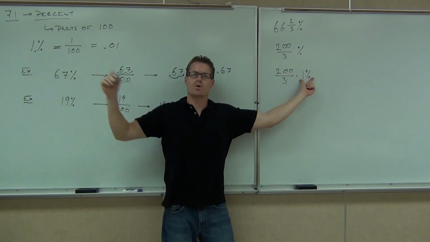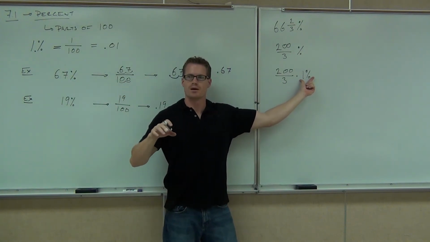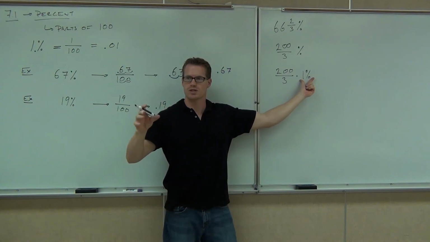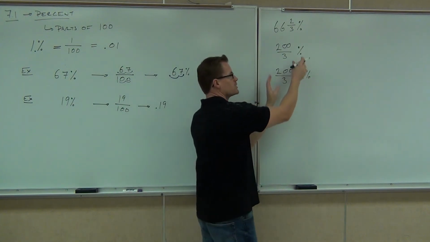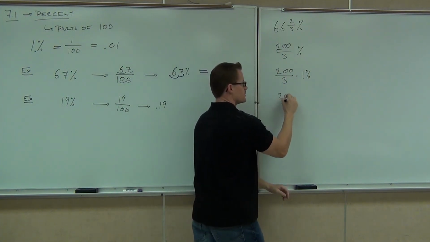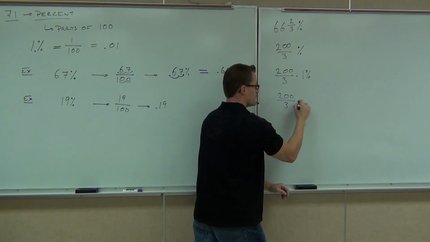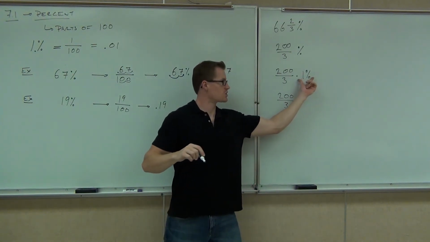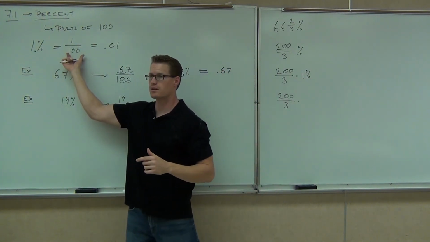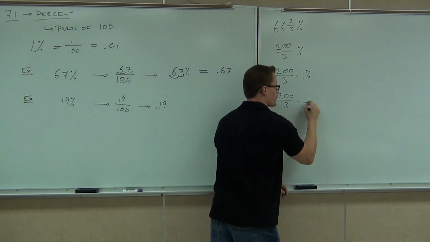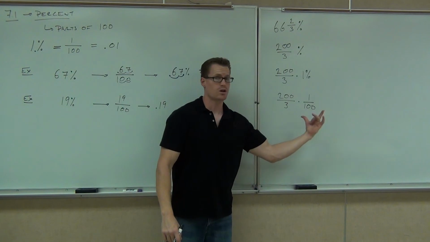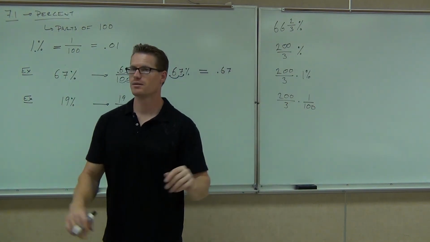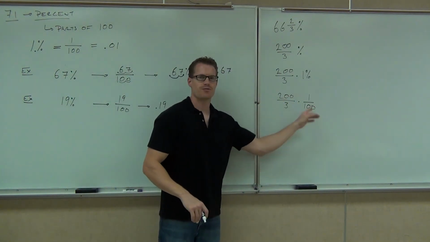1 over 100. So in order to change a fraction percent into a fraction itself, all you gotta do is break off that percent. And you just agree that that part is equal to that, right? Yes. Same thing as 1 over 100. Instead of a percent, 1% is 1 over 100. You can do that. Can you simplify that fraction?